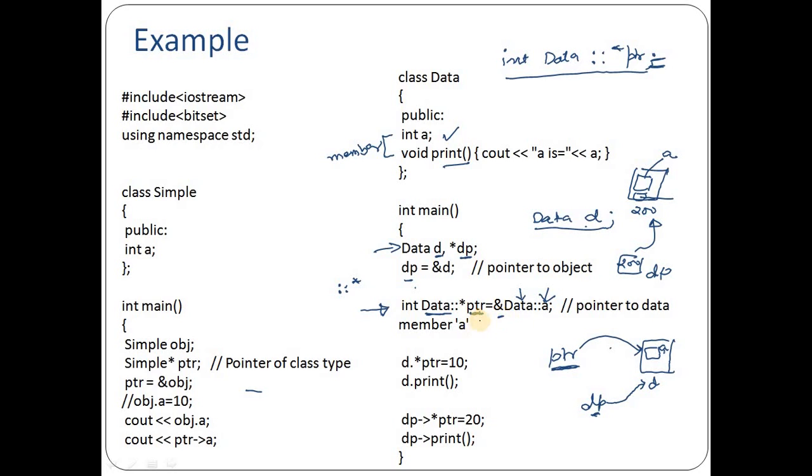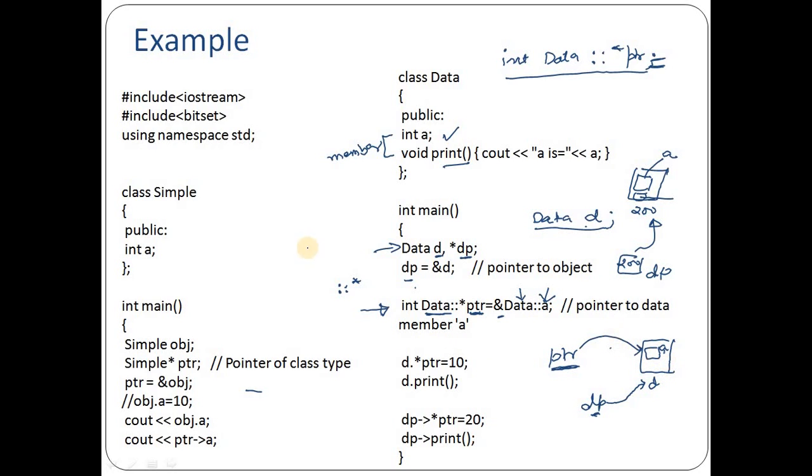So I hope you have cleared about this syntax. This syntax will directly make a pointer which is pointing to the member of a class data. Now how to access? So first we have to assign some value in this one.